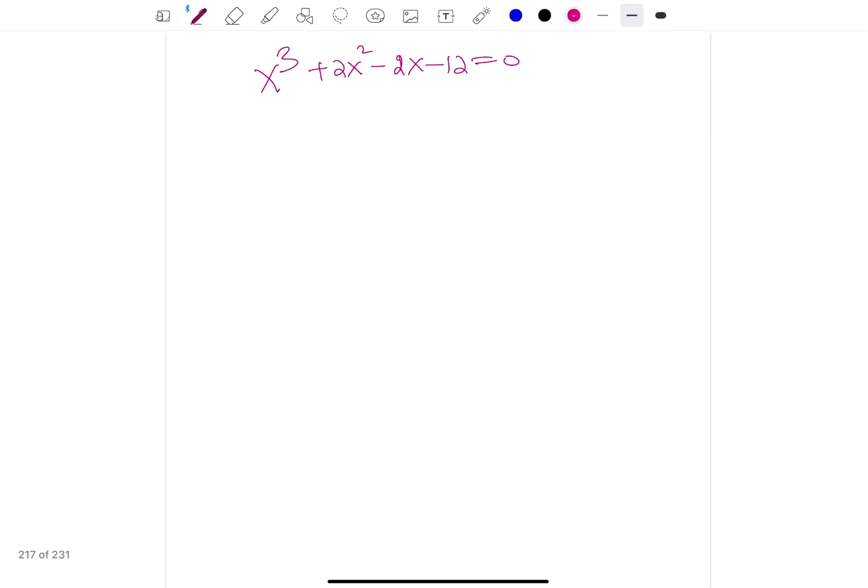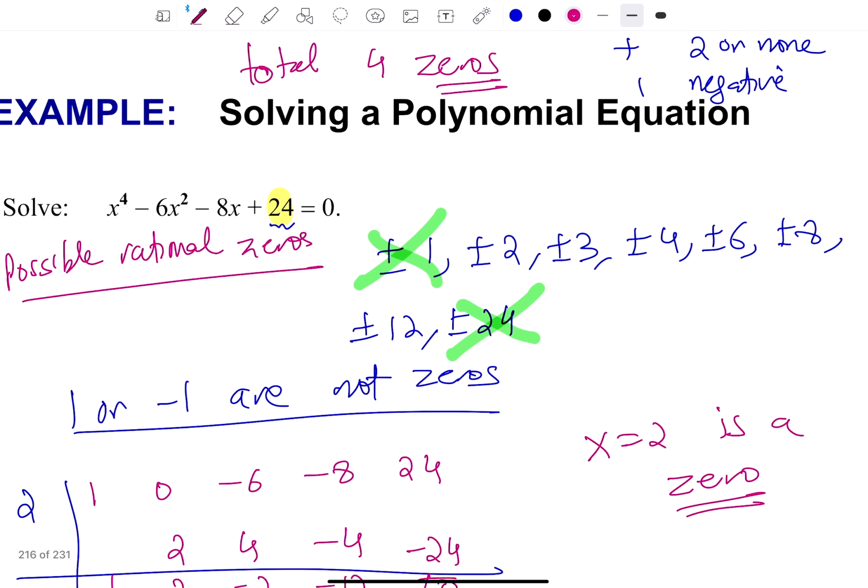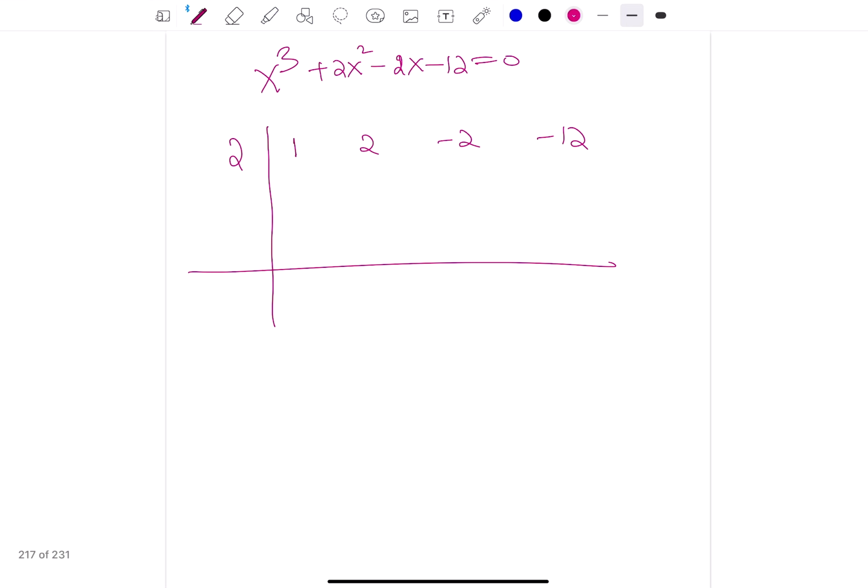So I'm going to try positive 2 again. There's no fixed way of telling which ones are going to be zeros. It's just check by doing synthetic divisions, or you can use the hints. Because I said there were 2 positive zeros, I'm going to try positive 2 again. Could be 2 or 0 positive zeros. So 1 times 2 is 2, 2 plus 2 is 4, 4 times 2 is 8, 6 times 2 is 12, and the remainder is 0. x minus 2 is a factor, or 2 is a zero again. 2 is a repeated zero.